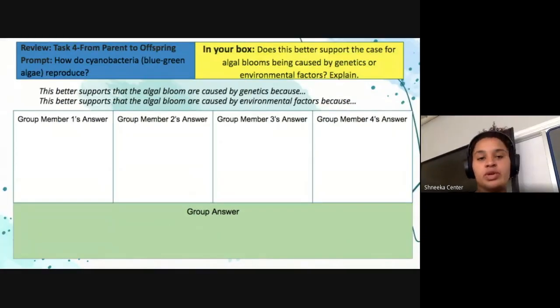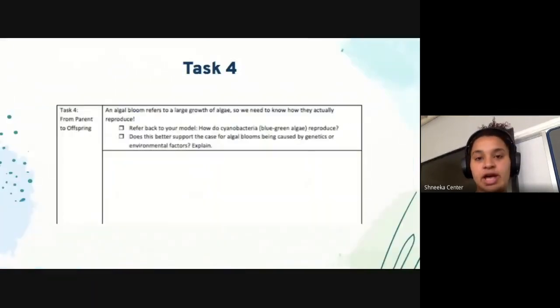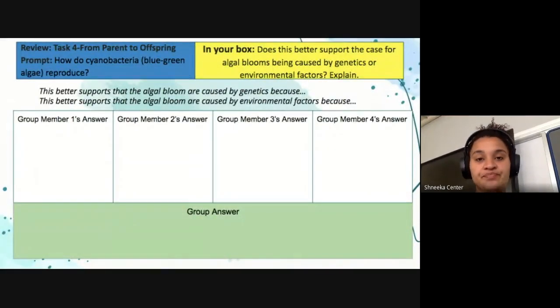So task 4, we talked about 2 different forms of reproduction, asexual and sexual reproduction. In the last video, we looked at the way that the bacteria that forms the algae blooms reproduces. The algae blooms, or the bacteria, reproduces through asexual reproduction. If you need a refresher, look back at your model. Now, using this information, answer this question.